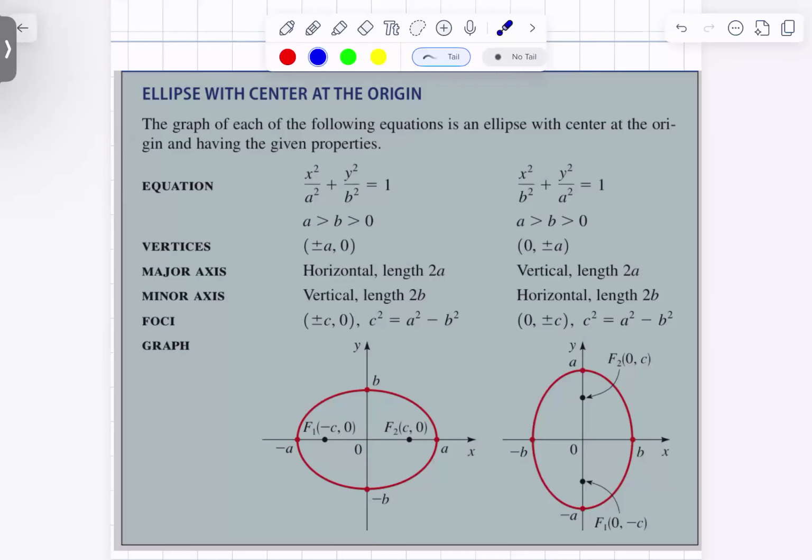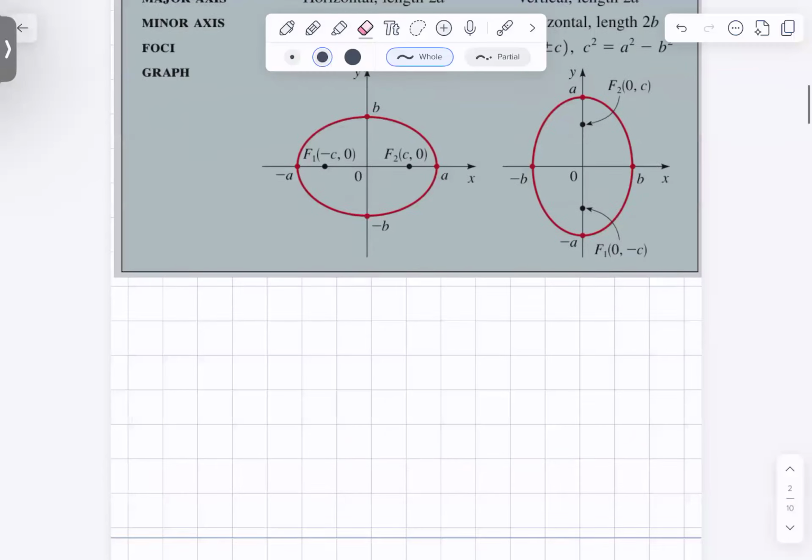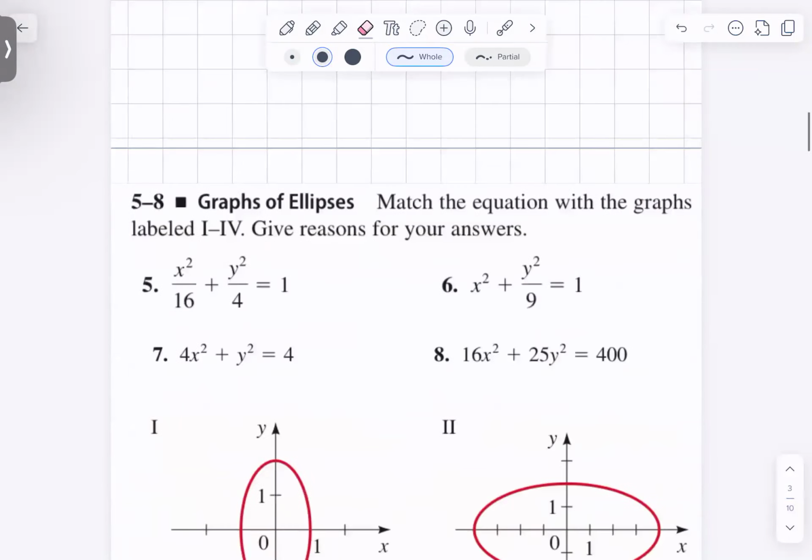And you guys have to know how to get your foci. That's always going to be c squared equals a squared minus b squared. So your bigger number squared minus your smaller number squared. All right? And we're going to learn how to graph this given an equation. Cool? All right, so let's get to graphing.